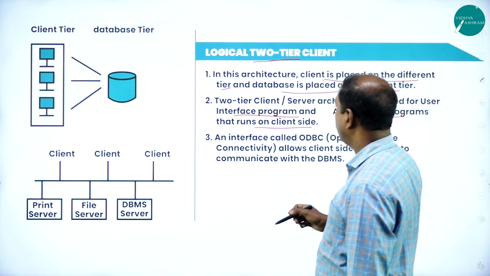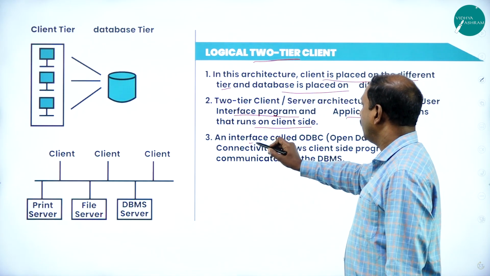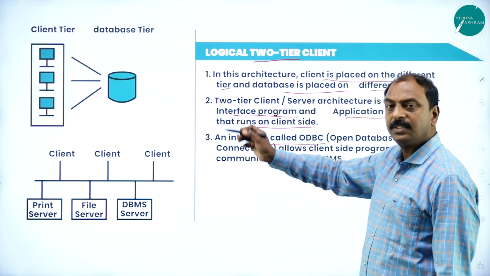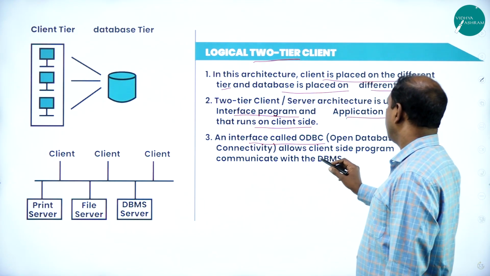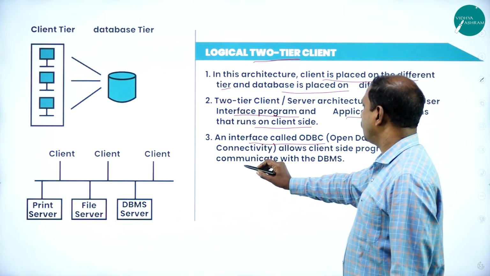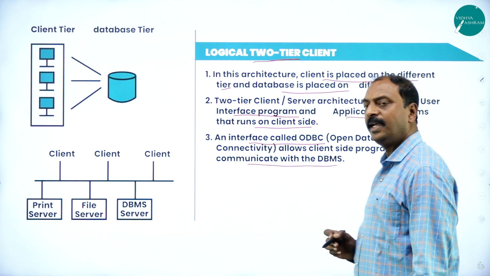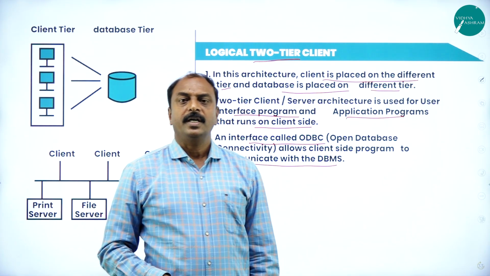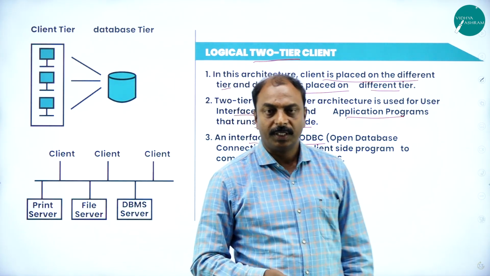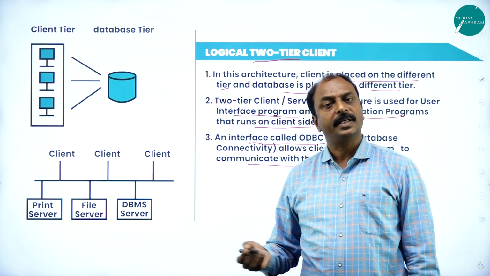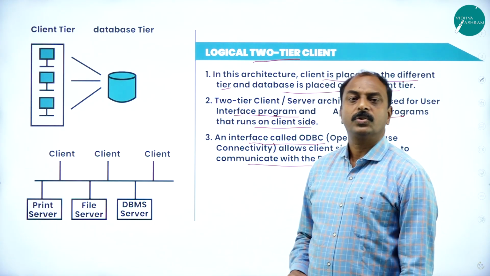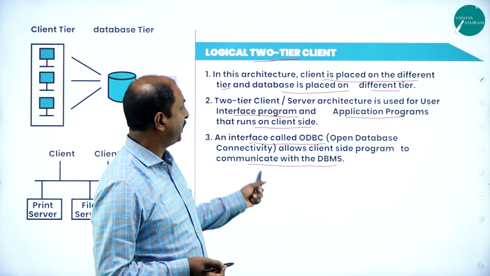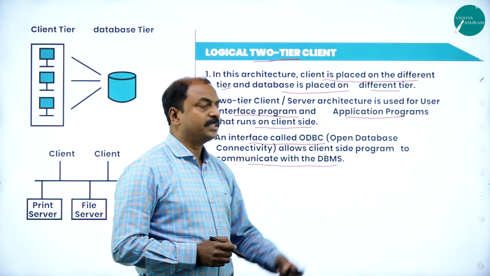Now look at one more point. An interface is called ODBC, Open Database Connectivity. This is an interface which allows client-side programs to communicate with the DBMS, Database Management System. So this is two-tier architecture, where clients are on one side or one tier and the database on another tier. The clients communicate with the database through an interface that is called ODBC, or connectivity.